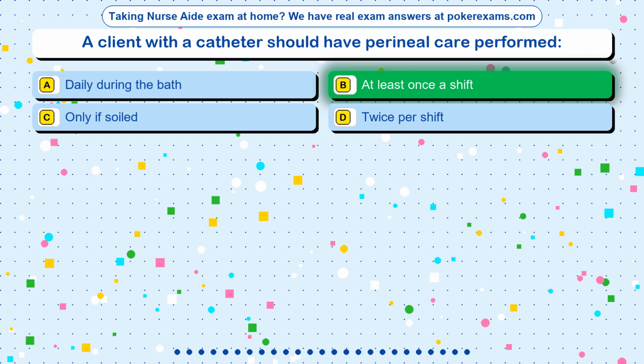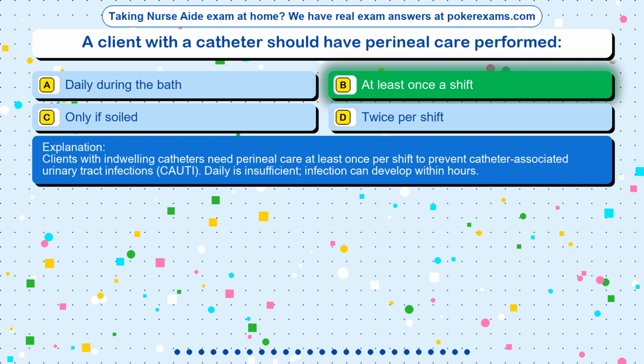The correct answer is option B. At least once a shift. Clients with indwelling catheters need perineal care at least once per shift to prevent catheter-associated urinary tract infections, CAUTI. Daily is insufficient. Infection can develop within hours.